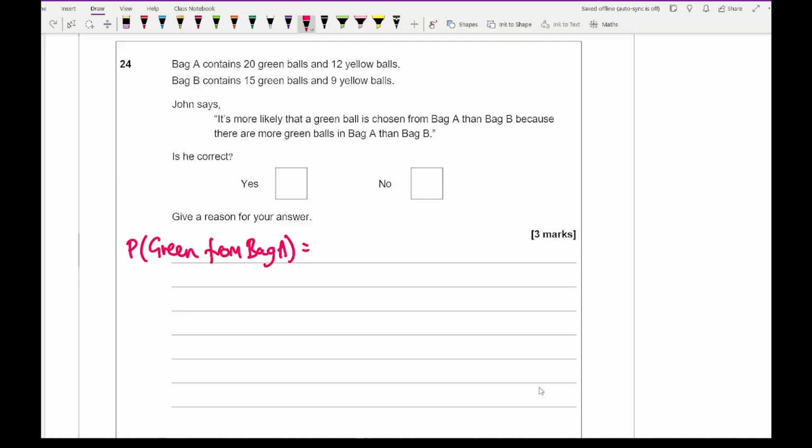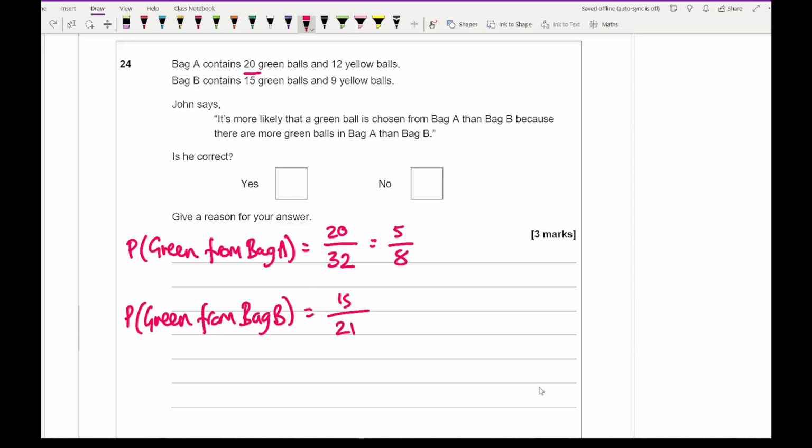So let's first of all work out the probability of getting a green from bag A. Well, looking at this, there are 20 green balls from a total of 32. And so if I simplify this fraction by dividing by 4, it's going to be 5 over 8. Then if I work out the probability of getting a green from bag B, that's going to be 15 over 15 plus 9, which is 24. I can then simplify this fraction by dividing by 3, so that then becomes 5 over 8.